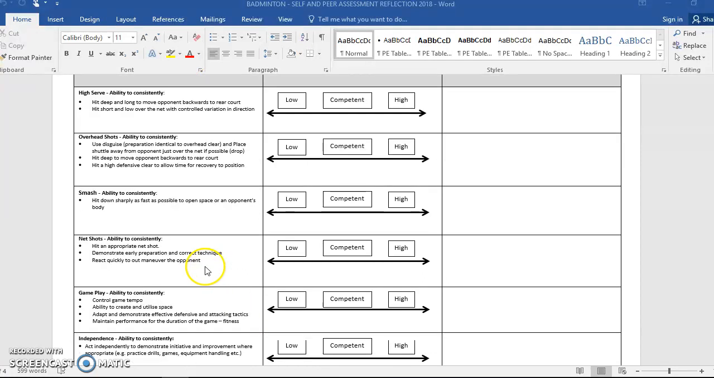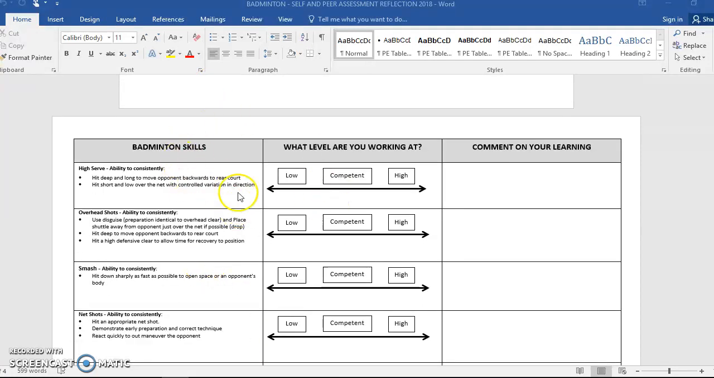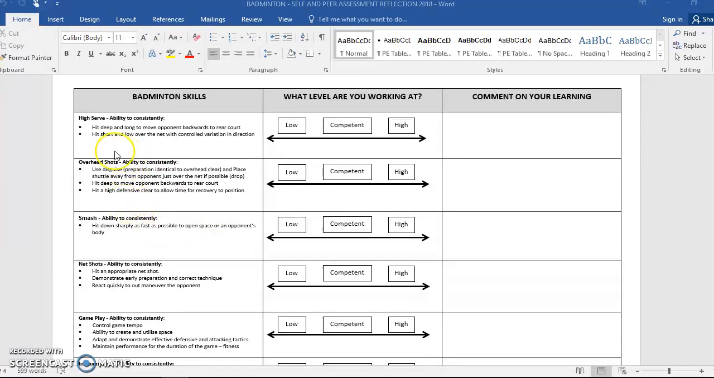Okay, so here is your self-assessment. This is exactly what you did on the other students in the class. In this left-hand column, you have got the skills, with some dot points. Some of the specific ones, for example, with your serving here: can you hit short and low over the net with controlled variation in direction? So essentially you're short serving. You would then highlight a box, whichever one you think is the level you're at, and then I need a comment in each of these boxes.